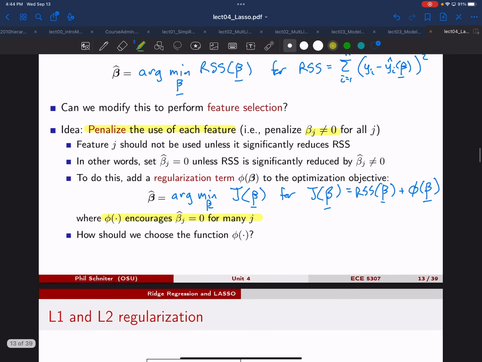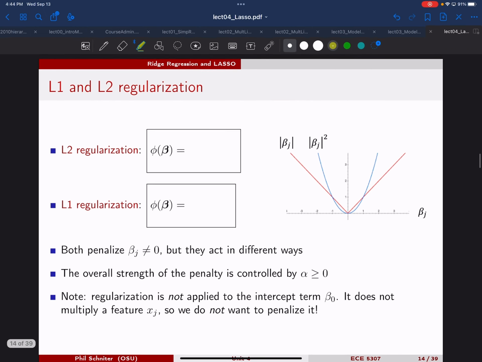Okay, so we're going to look at two different ways to construct this regularizer. The first one is called L2 regularization. And in this case, the regularizer phi of beta is going to be alpha times the sum of j going from 1 to d of beta j squared. L1 regularization is alpha times the sum j going from 1 to d of the absolute value of beta j.